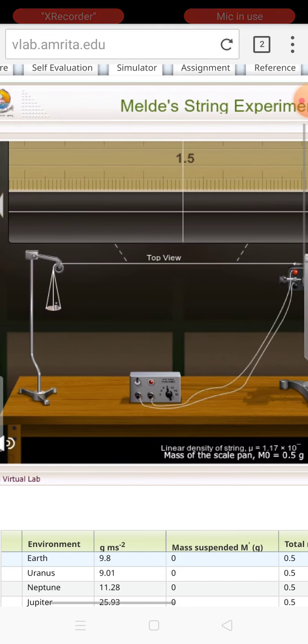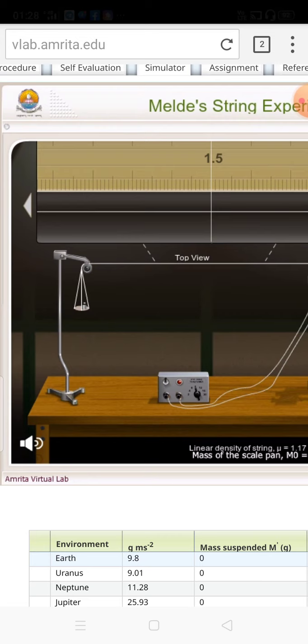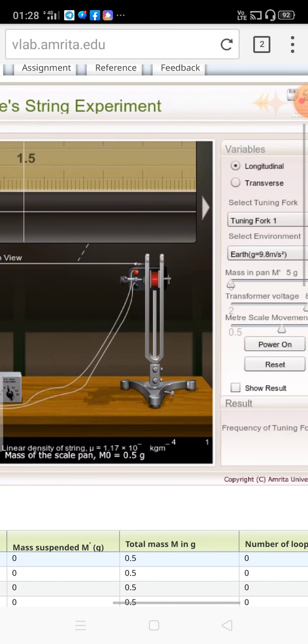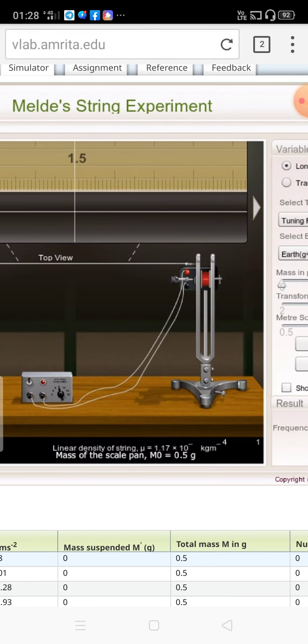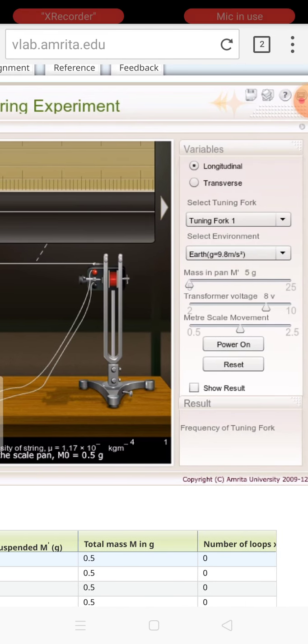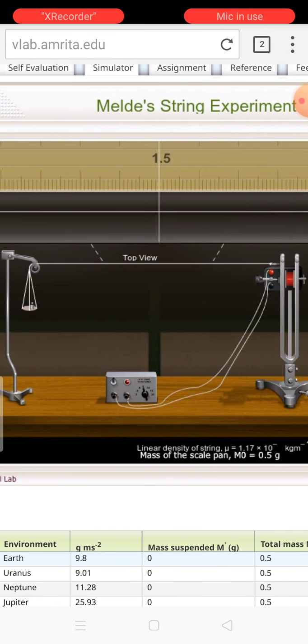Now you see above there is a wooden table. Above that there is a pan on a holder. The pan is now vacant. There is a tuning fork on a metal stand, and there is the electromagnet, the red one, and two knobs are connecting this with a transformer voltage box. That transformer voltage is always fixed, and above that there is a ruler. Here it is showing 1.5. It is a meter scale.